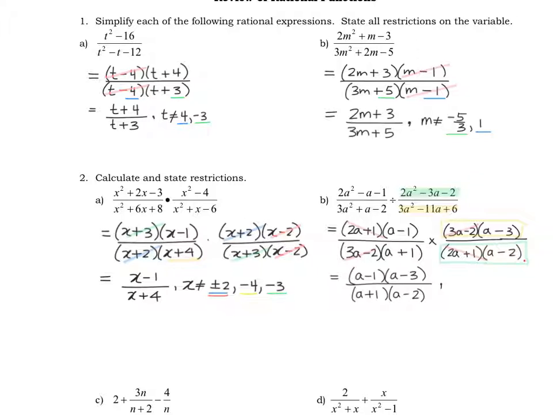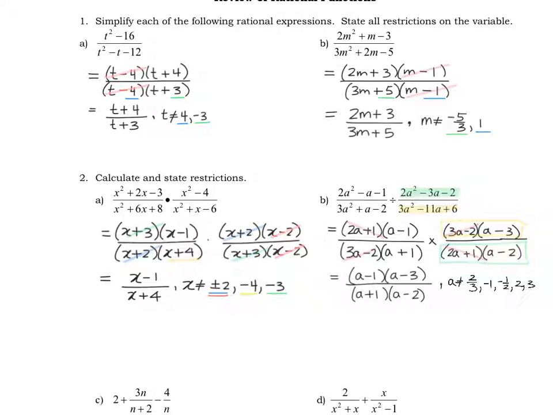So when it's a division question, I need to look at both the numerator and denominator of my divisor. Make sure that neither of them can equal 0. So that means that a cannot equal 2/3, -1, -1/2, 2, and 3. Okay?